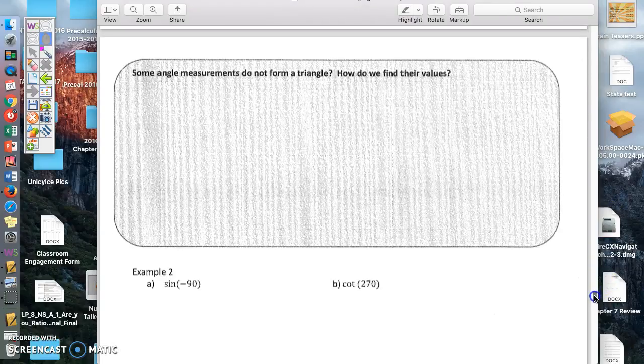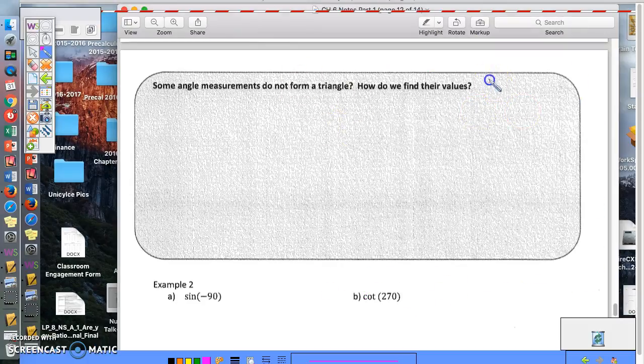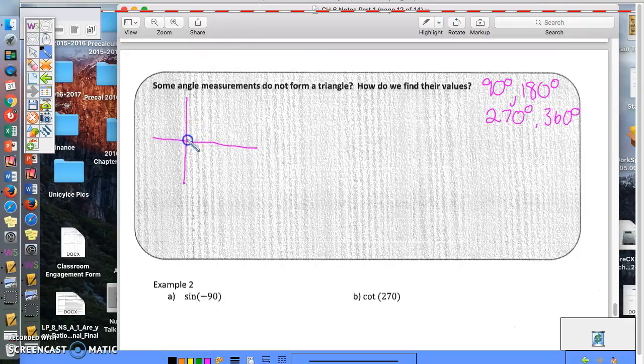So if we take a look at this next place, some angle measurements don't form a triangle. For example, 90 degrees, 180, 270, and you could even say 360 or 0. So when we take a look at this, in any triangle here, this is 1, this is some x value and y value. And we could write this down in any quadrant: negative x, y, negative y, 1, 1, x, negative y. And we're always talking about this reference angle.